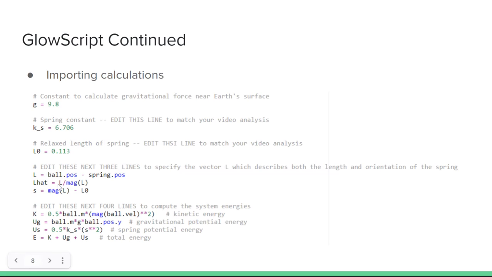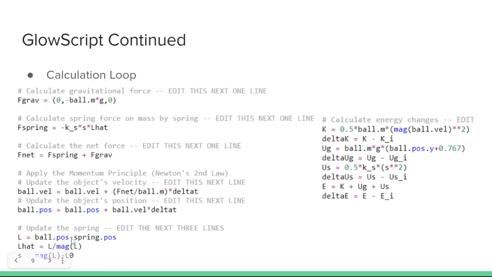L hat is the vector divided by its magnitude, and the stretch length is the magnitude of this spring's length minus the rest length. For the energies, I use the formula for kinetic energy, 1/2 mv squared, potential energy, mgh, and spring energy, 1/2 ks x squared. And the total energy is the sum.